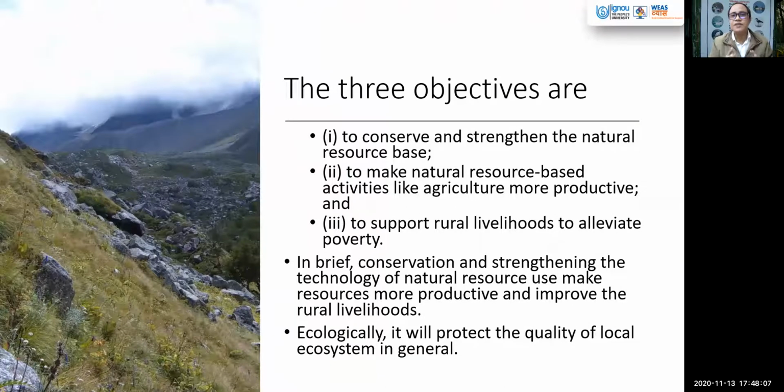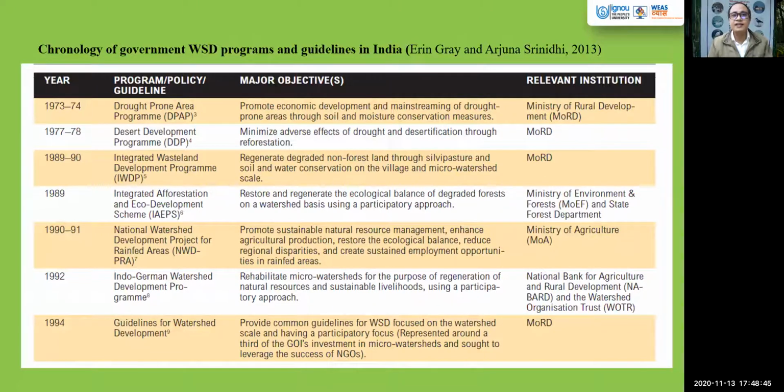So in India, the major objective of watershed management since then is to conserve and strengthen the natural resource base. That is what we are repeatedly discussing, to make natural resource based activities like agriculture more productive, to support rural livelihood, to alleviate poverty. Because the health of the social structure is directly related to the health of the environment, that means of the watershed. So in brief, conservation is strengthening the technology of natural resource use, making resources more productive, and improving rural livelihood. Ecologically, it will protect the quality of the local ecosystem in general. So if you protect it, then automatically livelihood will be improved.